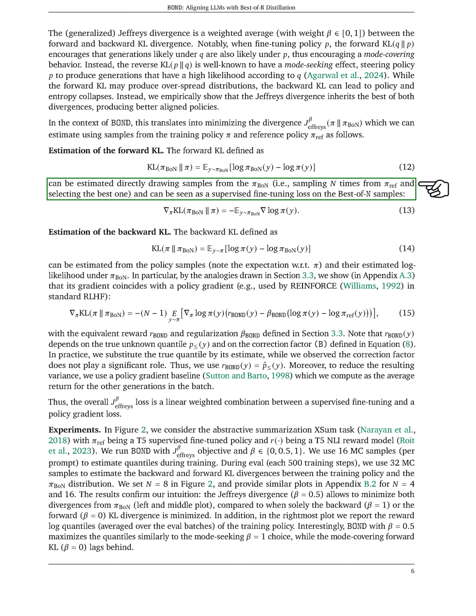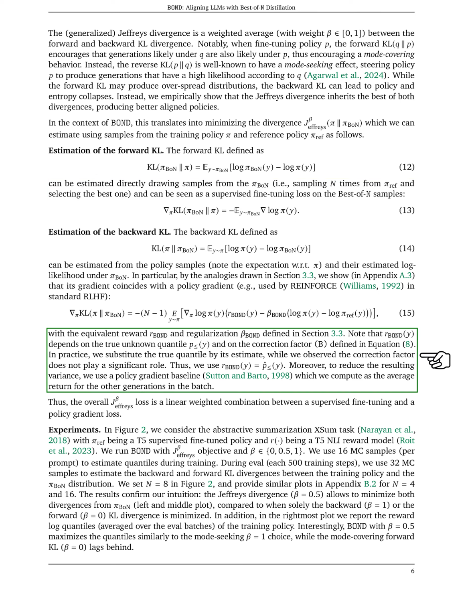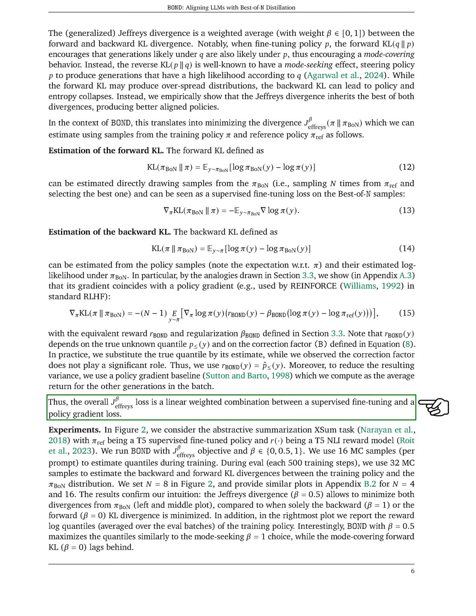We demonstrate that the gradient of this estimation aligns with a policy gradient, similar to what is used in standard reinforcement learning with human feedback. In practice, we substitute the true quantile with its estimate, as the correction factor does not significantly impact our results. To reduce variance, we also use a policy gradient baseline, which we calculate as the average return for the other generations in the batch. Consequently, the overall loss for the Jeffreys divergence is a linear combination of a supervised fine-tuning loss and a policy gradient loss.